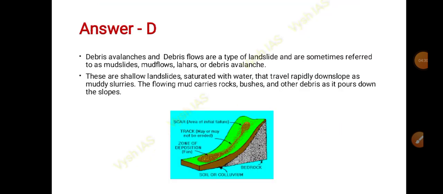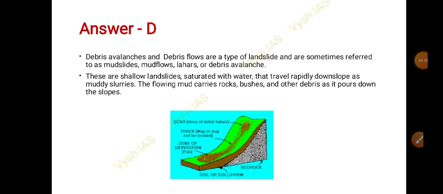The answer is D. Debris avalanches are examples of landslides. They are a type of landslide, and sometimes they are referred to as mudslides, mud flows, lahars, or debris avalanches. These are shallow landslides, as you can see in the diagram here.